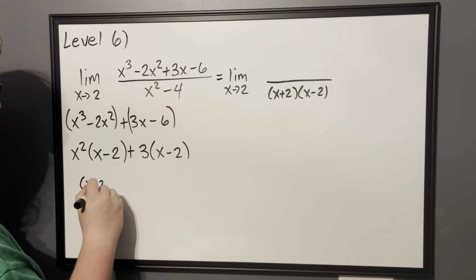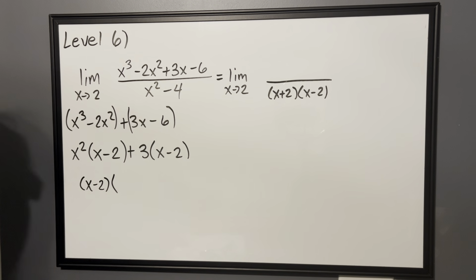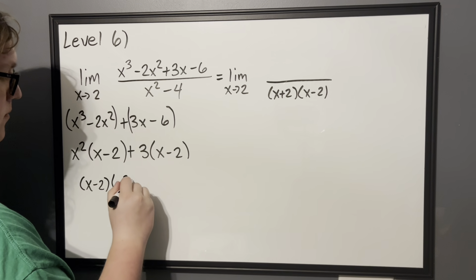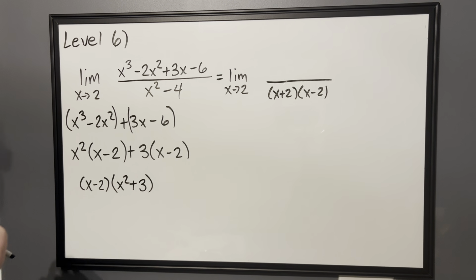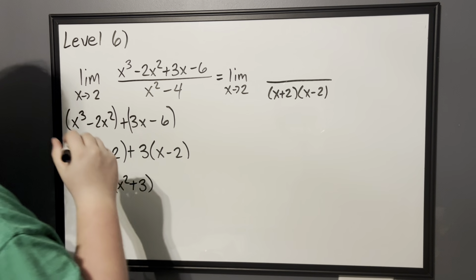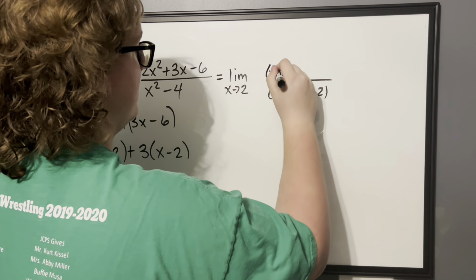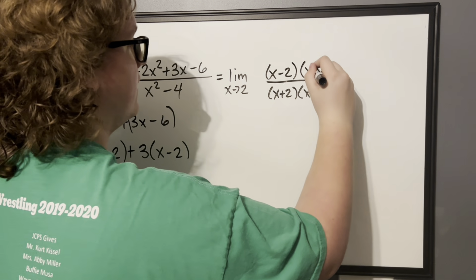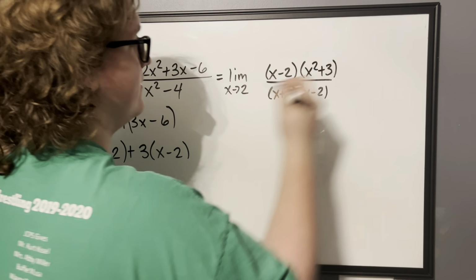So we'll have an x minus 2 times the other factor, which is going to be what's left over. So it's going to be x squared plus the 3 that we took out. So this right here is the factored version of the numerator. So we're going to take this and put it back in over here. So x minus 2 times this is x squared plus 3.